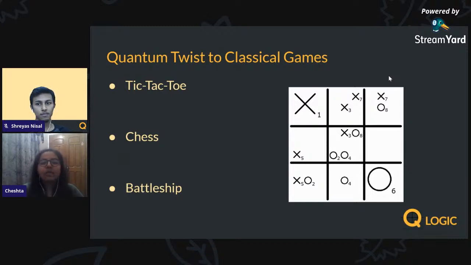Similarly, we have quantum battleship. One interesting thing about the quantum version of battleship, which is devised by James Wootton, is that it's run on an actual quantum computer. So you can check that out, and that's something really cool. You can also try to make a game and run it on actual quantum computers. So that was the first way.